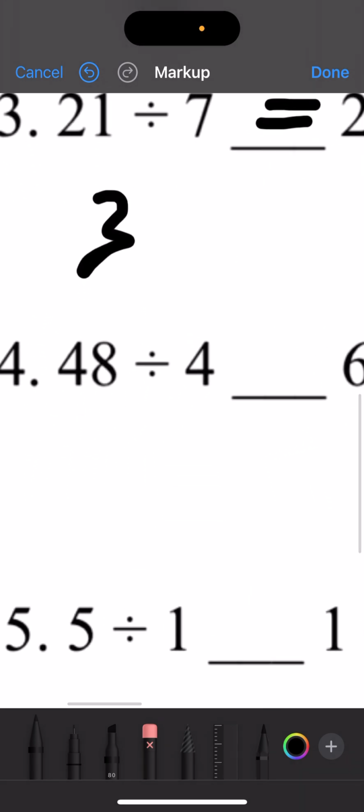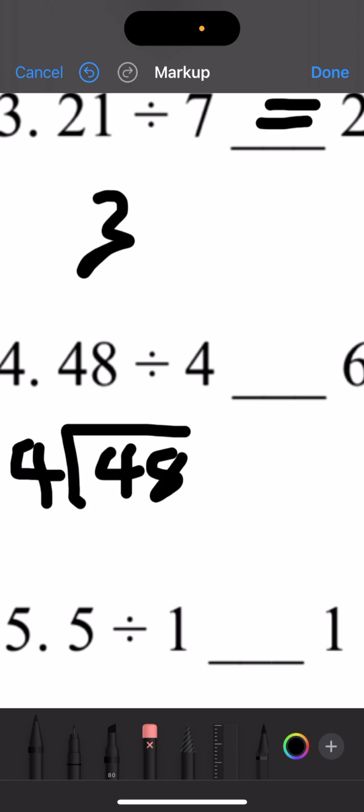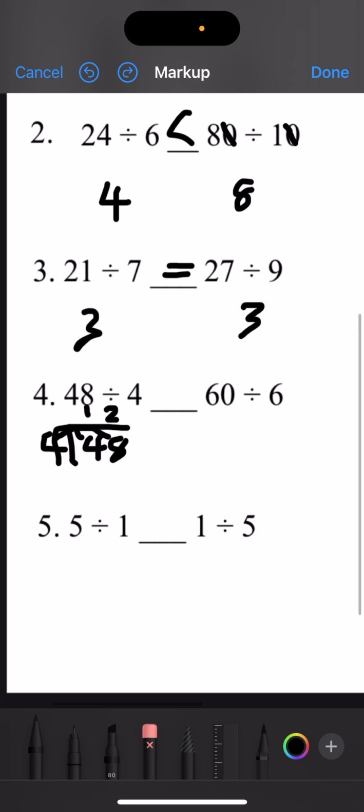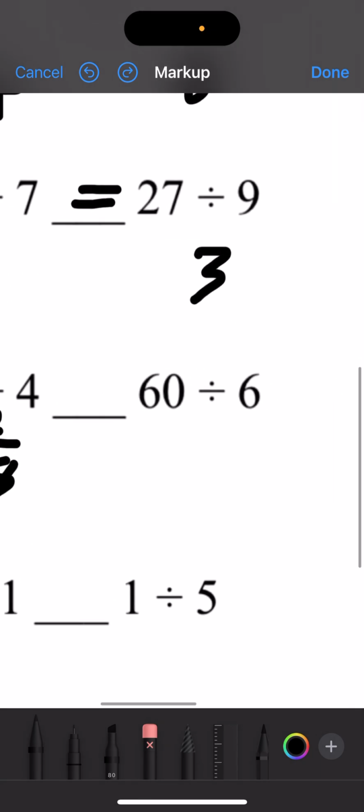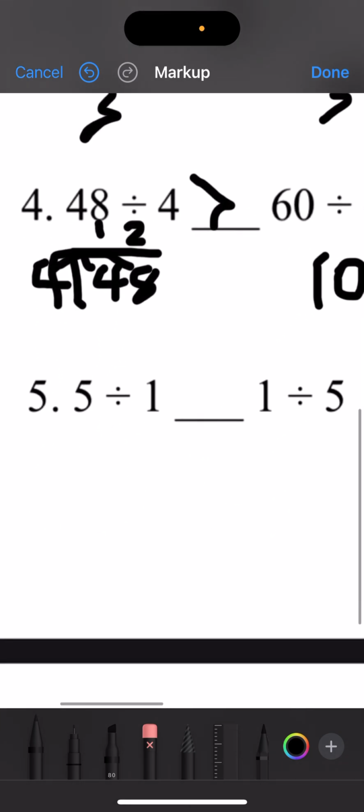48 divided by 4, we do the long division. 4 goes into 4 once. 4 goes into 8 twice, so we get 12. Sorry. And then 60 divided by 6, that's not 6, it's 10. And comparing 12 and 10, 12 is greater, so it is going to open up to 12.